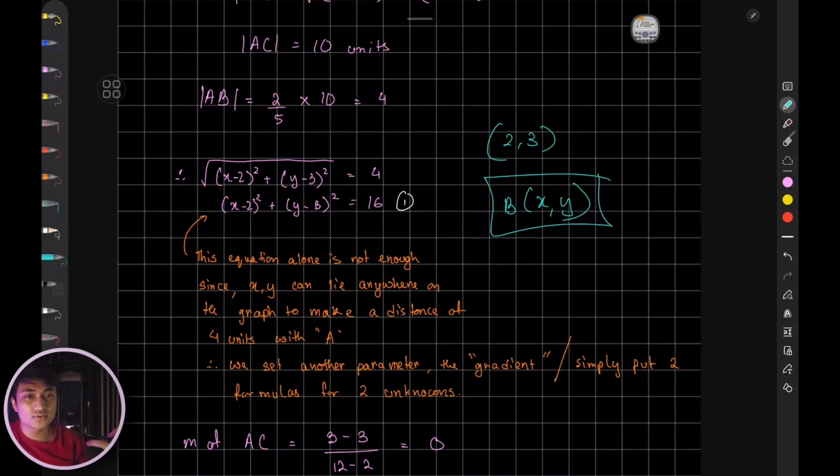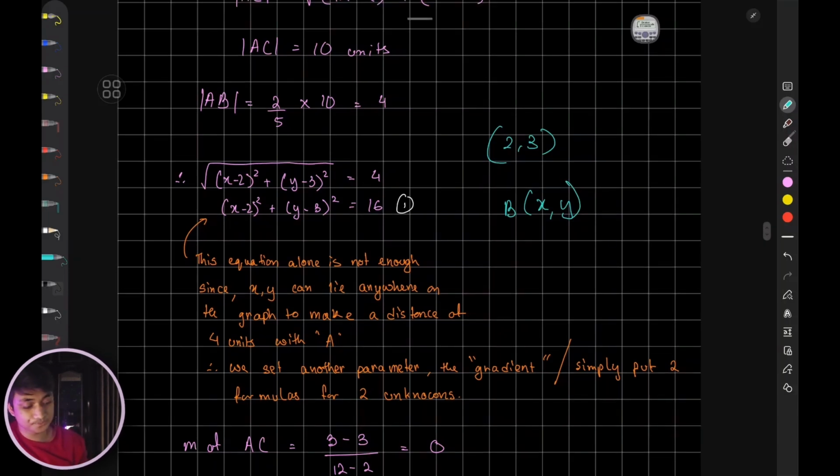So how many equations do you need? Two, right? How many equations do you need? Two. So this one equation is not going to help you find the coordinate of B. Let's say, in a hypothetical situation, you have three variables in an equation. How do you find those three variables? You have to form three different equations.